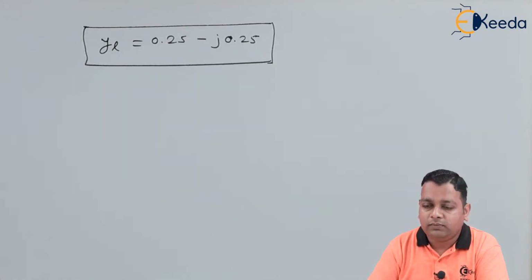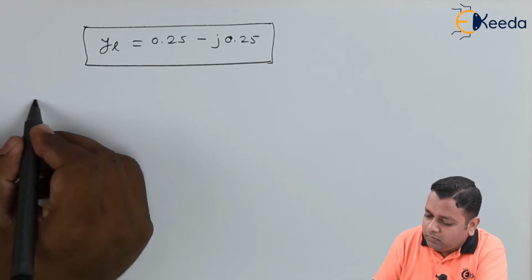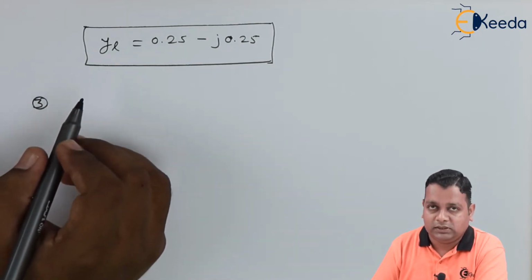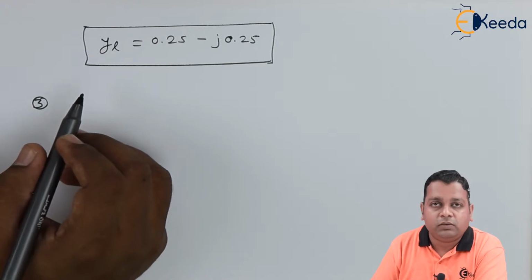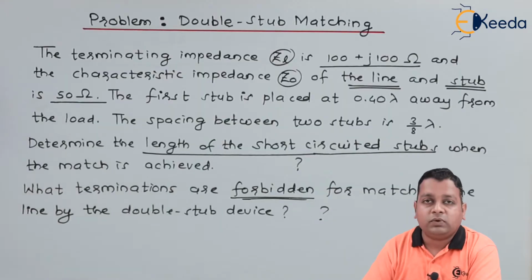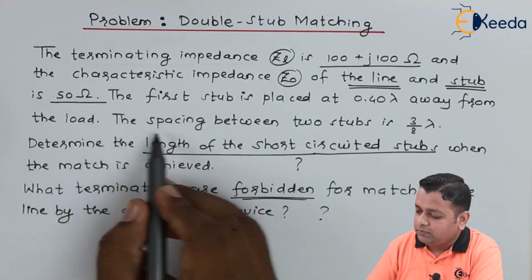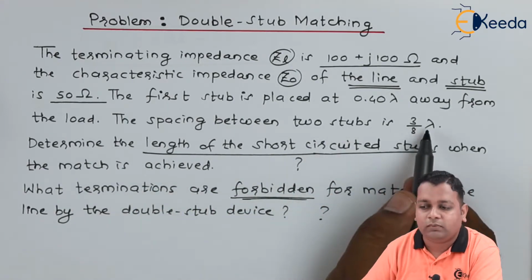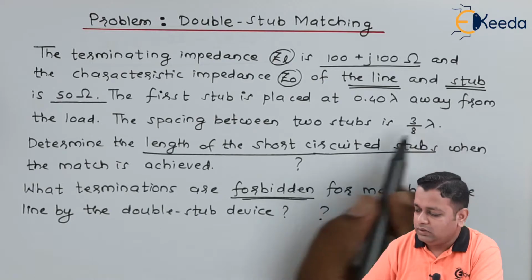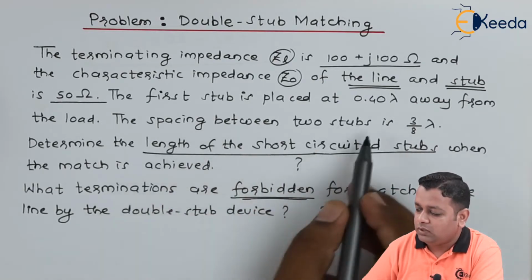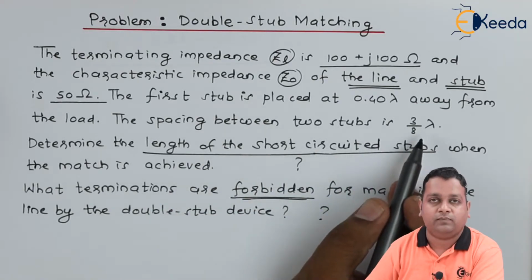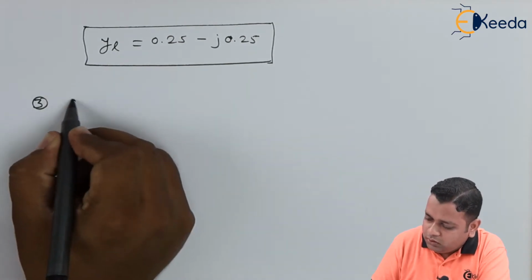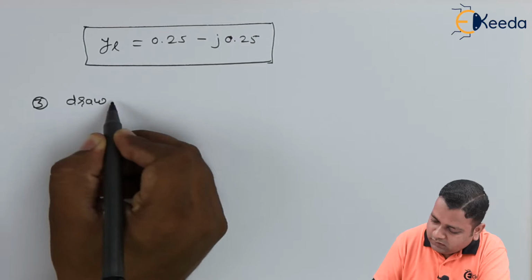Now by the next step, there will be a step number 3 here. We shall be drawing a spacing circle as mentioned in the problem statement. As per the problem statement, we have the spacing between the two stubs equal to 3/8 times lambda here. So let us draw a spacing circle with respect to this information here. So here we mention the task is drawing a spacing circle.